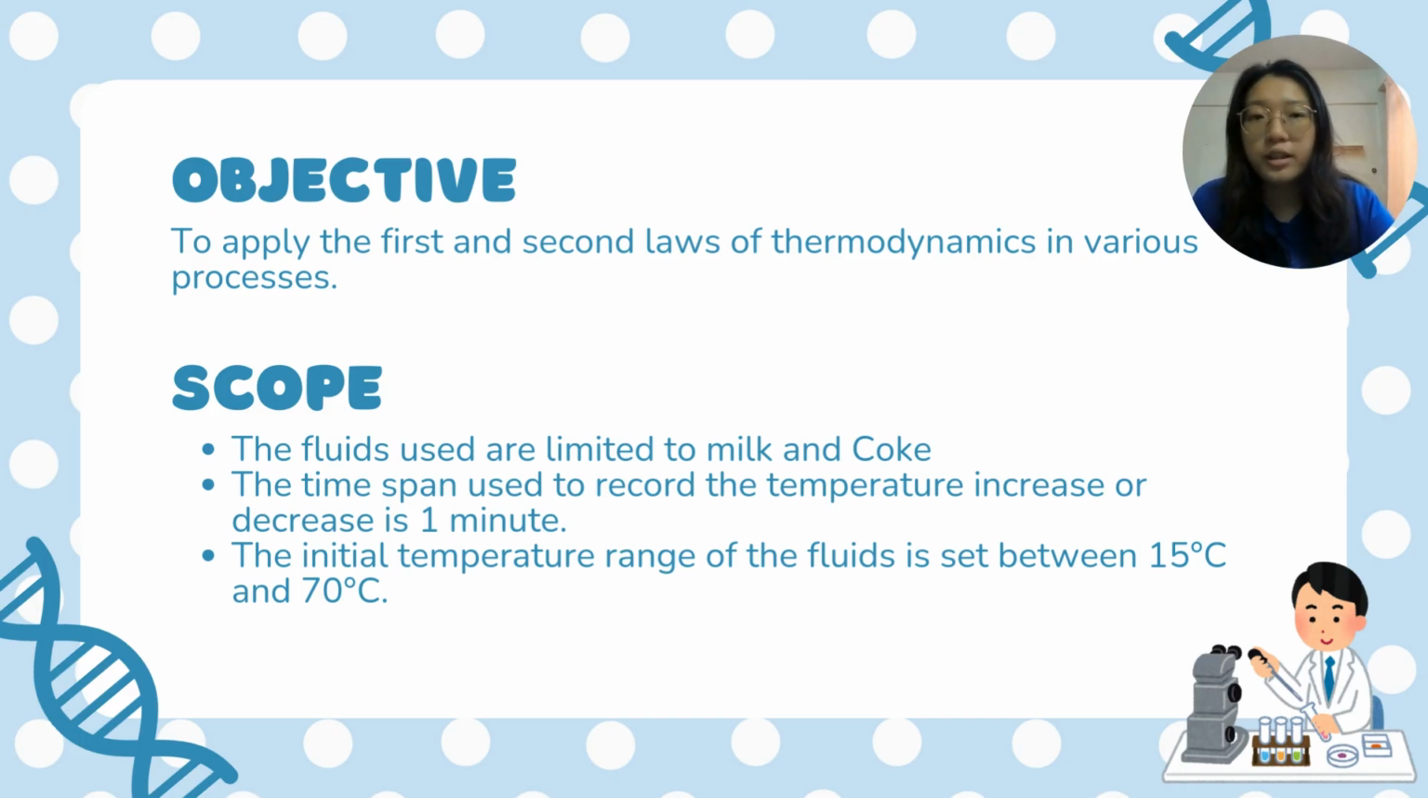The objective of the experiment is to apply the first and second law of thermodynamics in various processes. The scope contains, first, the fluids used. The fluids used are limited to milk and coke. So in the experiment, we use milk and coke as our fluids. The time span used to record the temperature increase or decrease is 1 minute, and the initial temperature range of the fluid is set between 15 and 17 degrees Celsius.